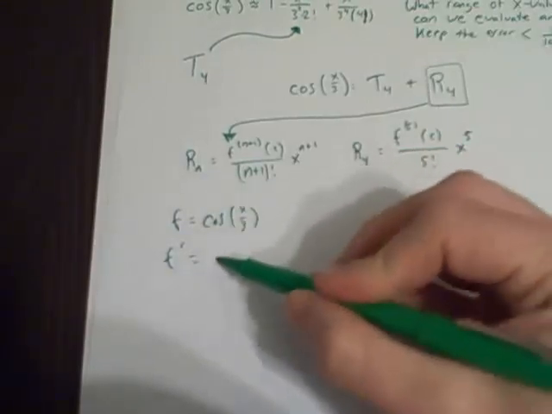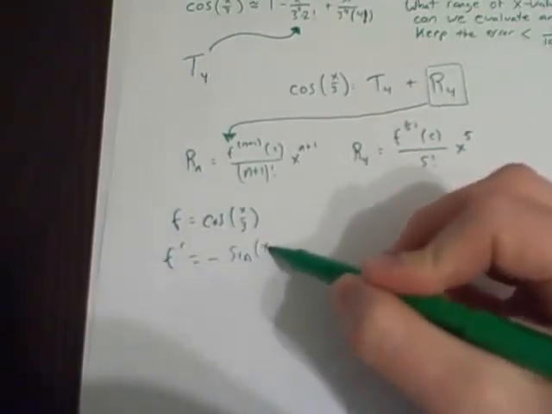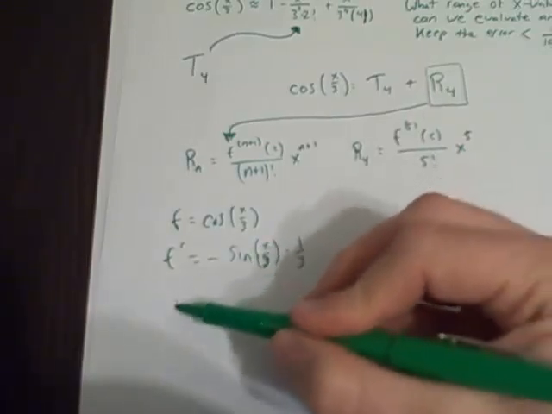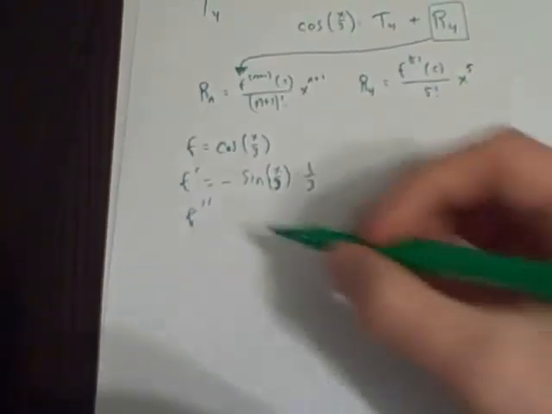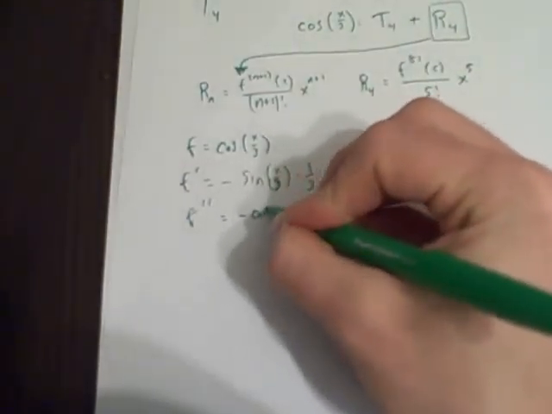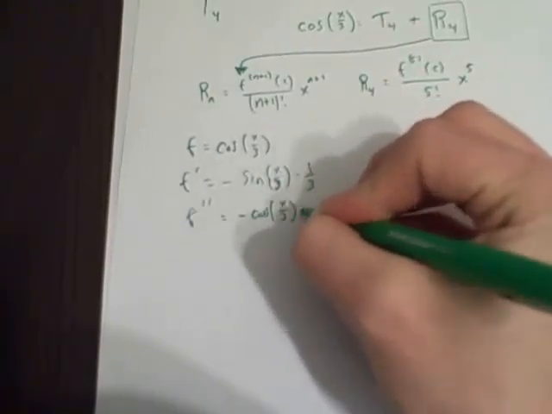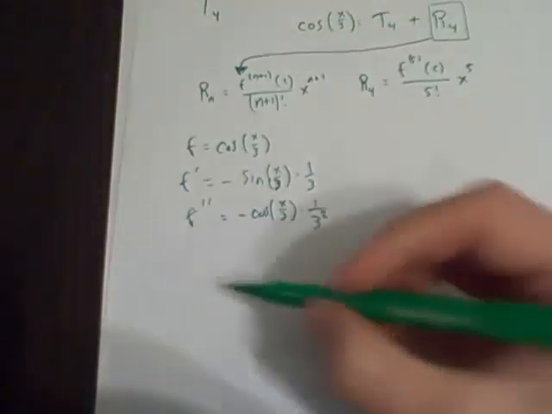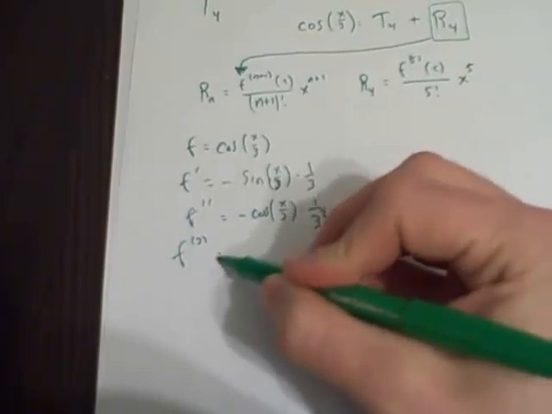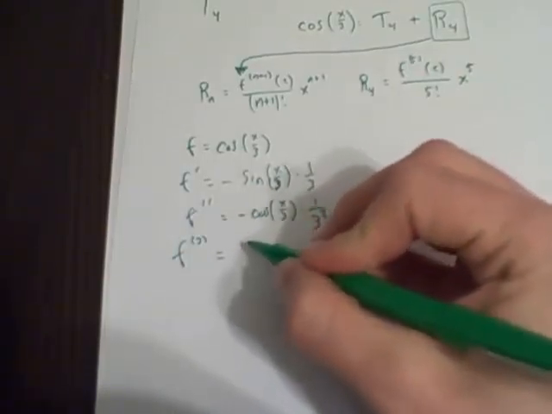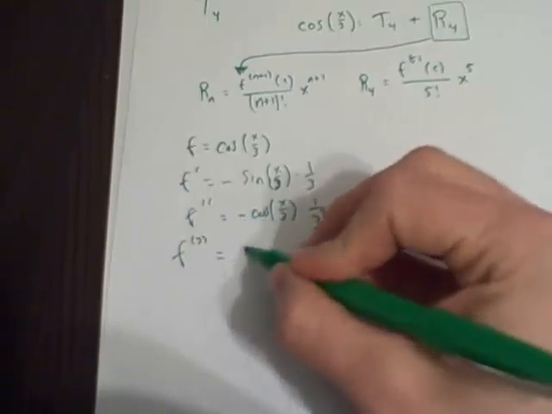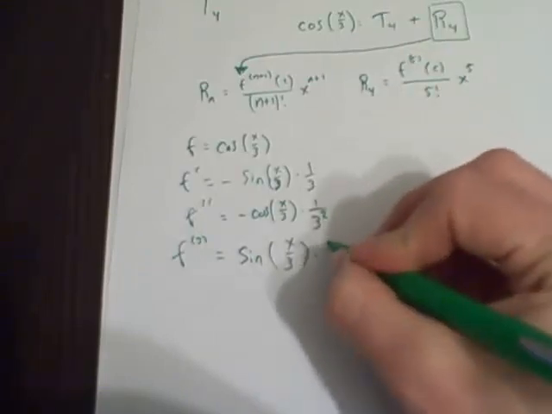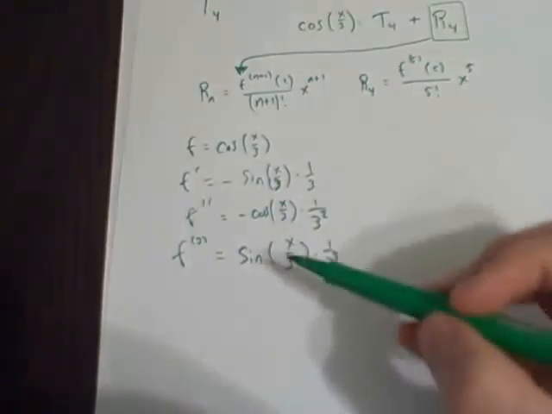So I know that f is going to be cosine x over 3. That means f prime is going to be negative sine x over 3 times 1/3 because of the chain rule, which means that f double prime is going to be negative cosine x over 3 times 1 over 3 squared, because again I multiplied by 1/3 because of the chain rule. So the third derivative is going to be, let's see, when we take the derivative of cosine, we have negative sine again, so that cancels with the first negative. So we've got positive sine x over 3 times 1 over 3 cubed.